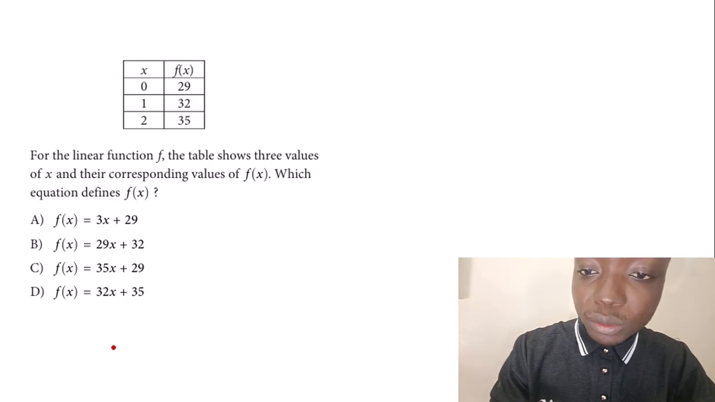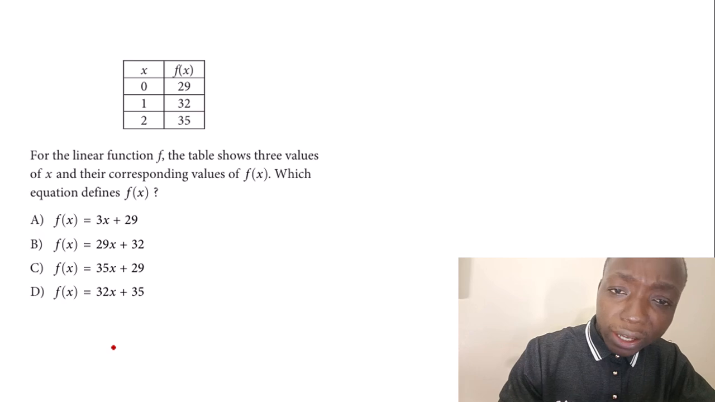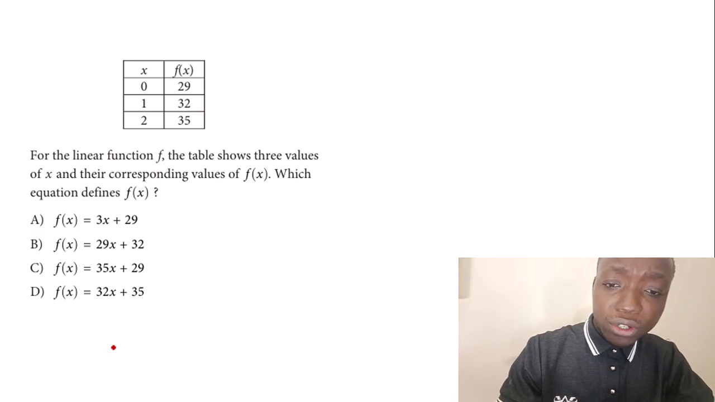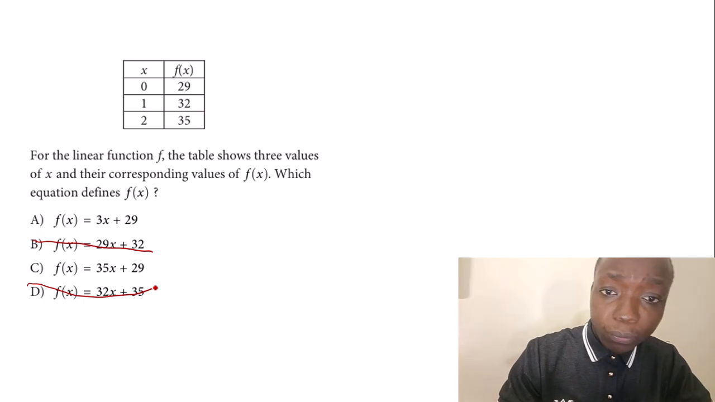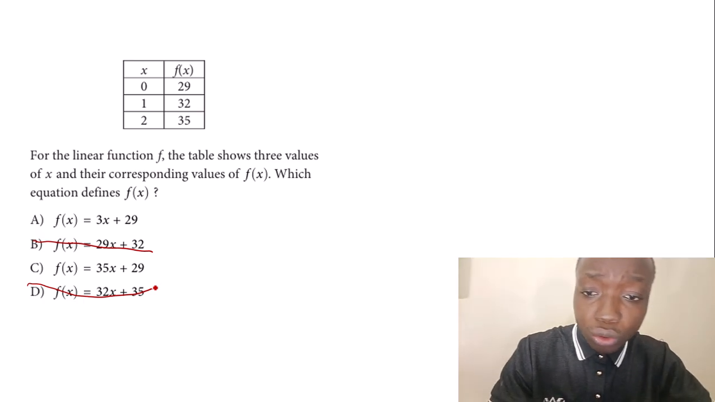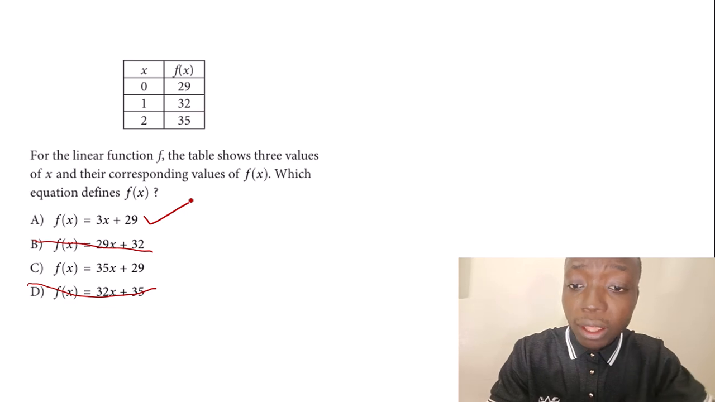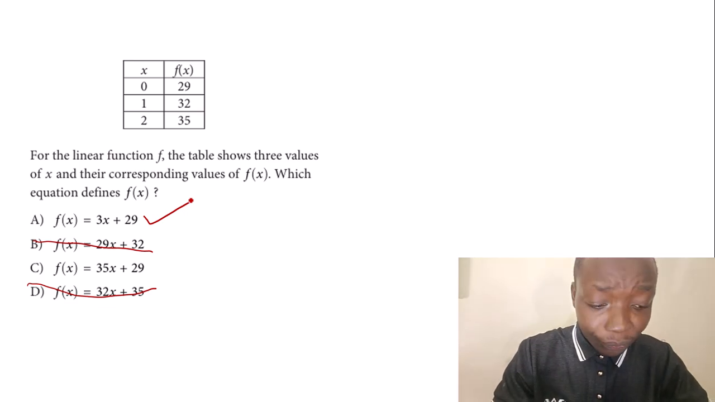Our next question, we have a table. I want to find the equation that matches this table. So the first thing you do is substitute 0. So if you substitute 0, you should get 29. So option B and option D are automatically out. Now, if you substitute 1, you should get 32. So if you do that, you see that option A is the correct answer.